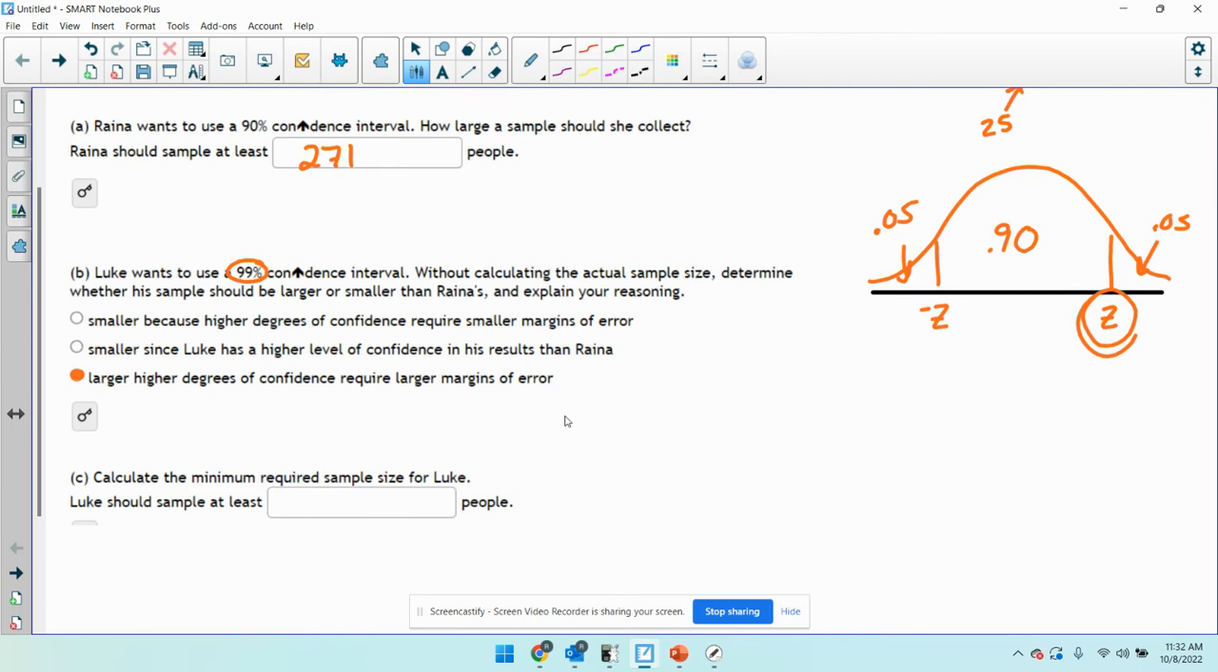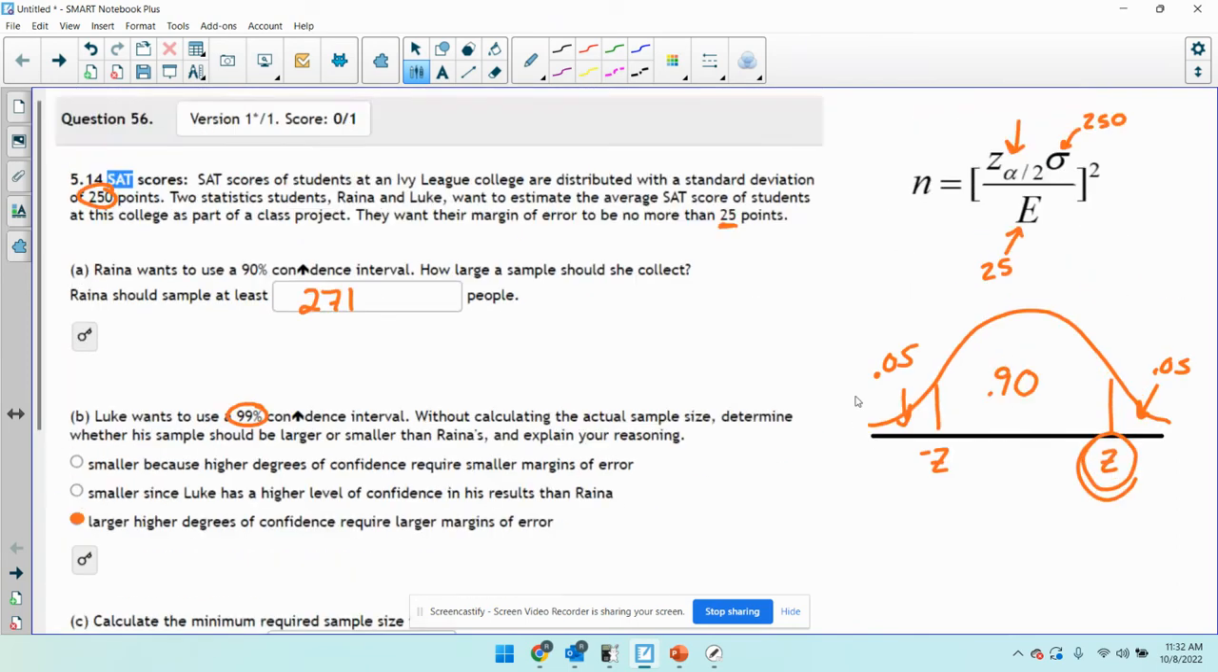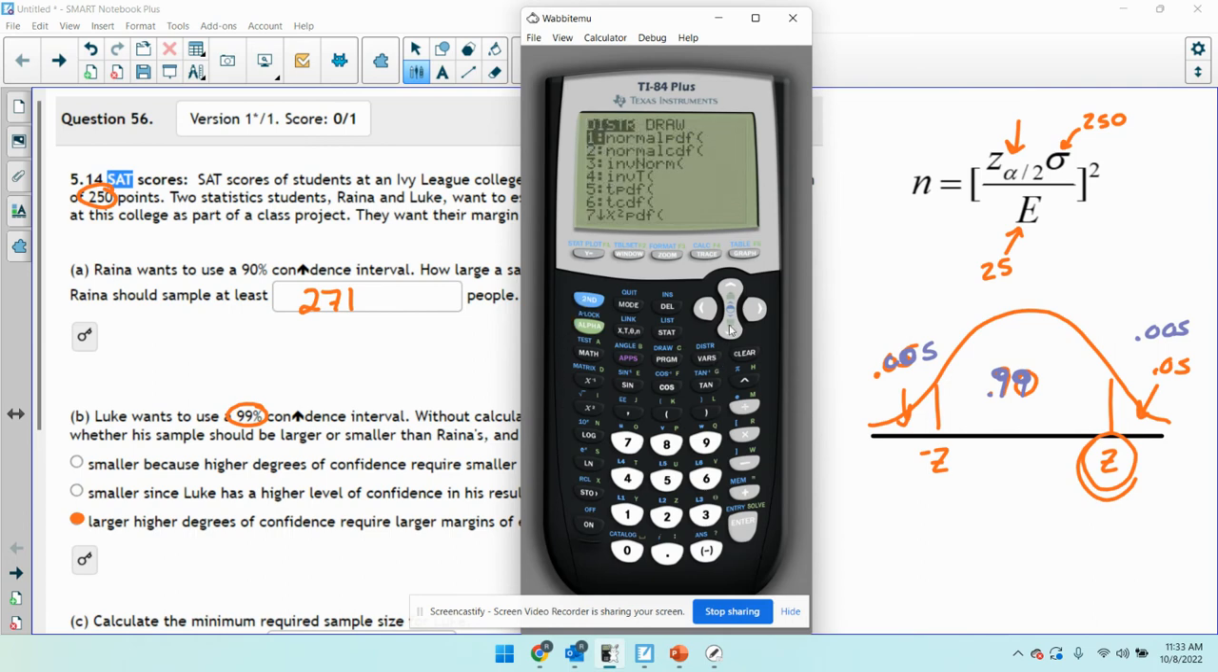So then we could do the same thing and figure out the sample size for Luke. So the only thing that changes is this Z of alpha over 2. So this is now 99% in the middle, 0.99, which means this is 0.005, and this is 0.005. So the area to the left of this z value is going to be 0.995. So if we rerun that, inverse normal, we replace that with 0.995, we get this new z-score.